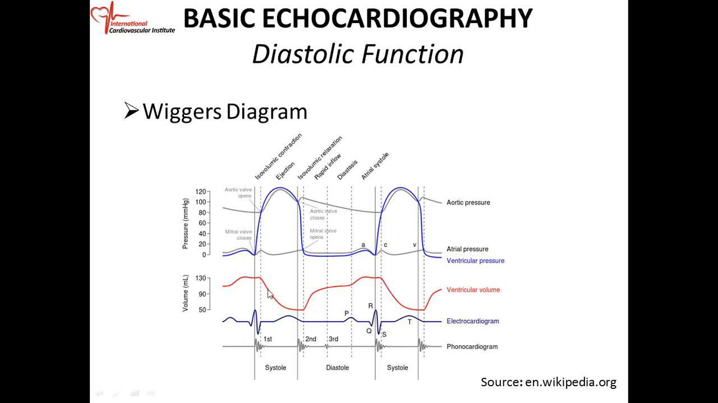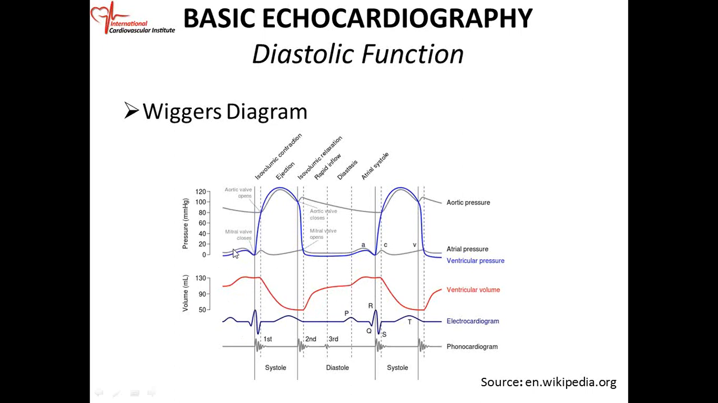And in systole, it's going to pump the blood out. So there's a fall in the volume in systole, there's an increase with diastole. The bright blue line represents the left ventricular pressure. In systole, when the left ventricle is contracting, it generates a tremendous amount of pressure.